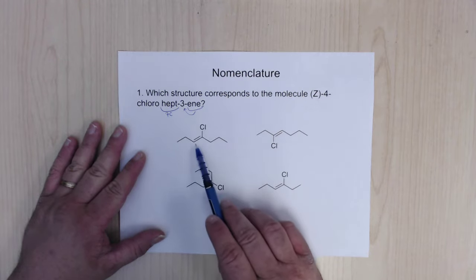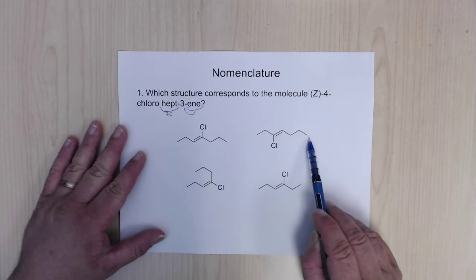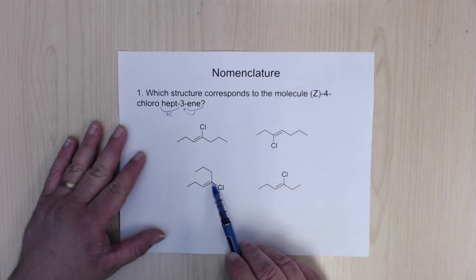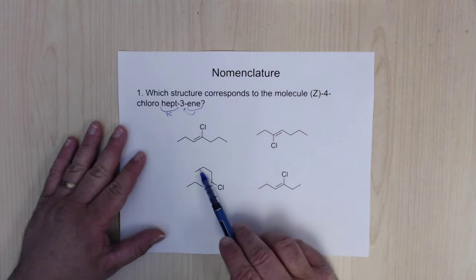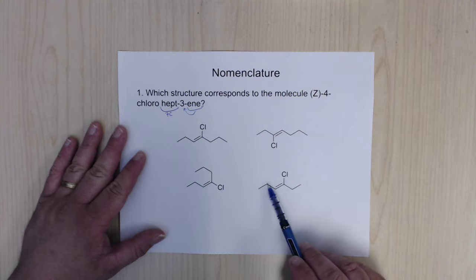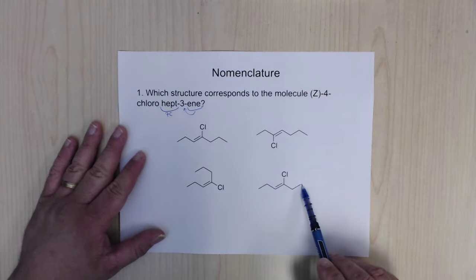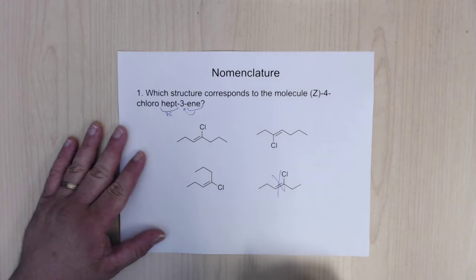So for here, it's 1, 2, 3, 4, 5, 6, 7. 1, 2, 3, 4, 5, 6, 7. Here, 1, 2, 3, 4. But remember, because we haven't had to pick up our pen, we can keep doing the main chain around like this. So it becomes 1, 2, 3, 4, 5, 6, 7, and then 1, 2, 3, 4, 5, 6. So there are only 6 carbons on the main chain in here, so we can get rid of that one.